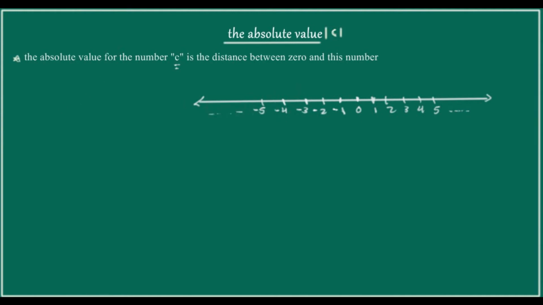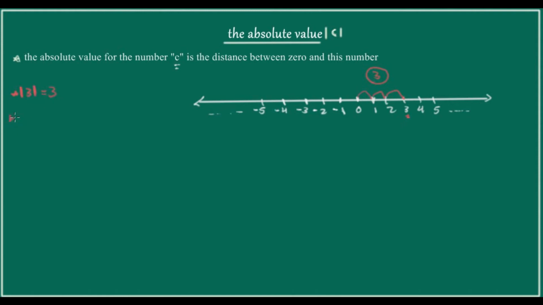Let's consider our number C is the number 3. To find the absolute value of the number 3, that means: how many steps between 0 and your number? First you have to define your number, here is 3, and after that count the steps between 0 and your number. Here we have one step, another one, another one. So we have 3 steps between 0 and our number 3. So the absolute value of 3 is going to be 3.